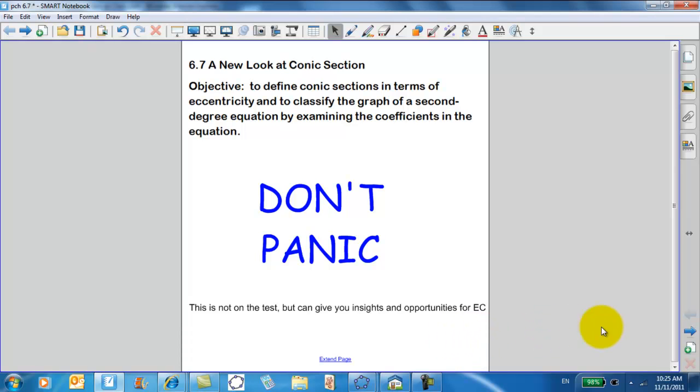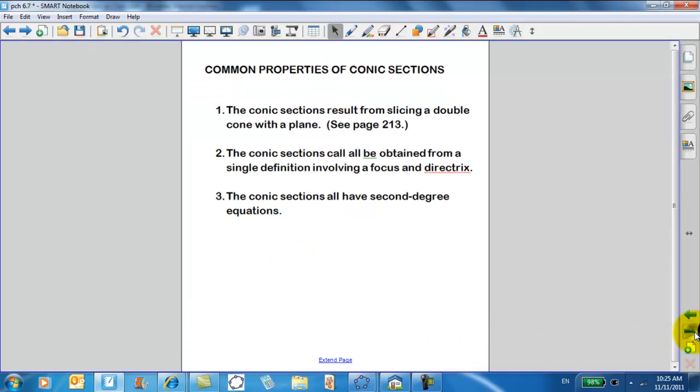It can give you the big picture of what these conic sections are all about. Some of the things we notice in conic sections is, first of all, they're called that because you can get them by slicing a double cone with a plane. And you can look in your book on page 213 for some nice illustrations. The conic sections can all be obtained from a single definition involving a focus and a directrix.